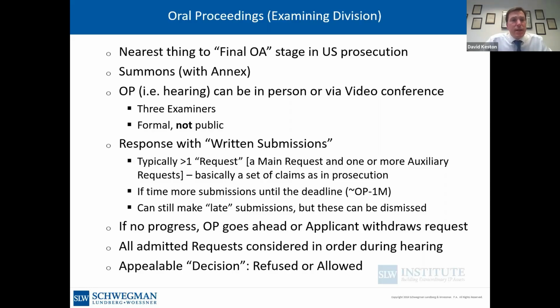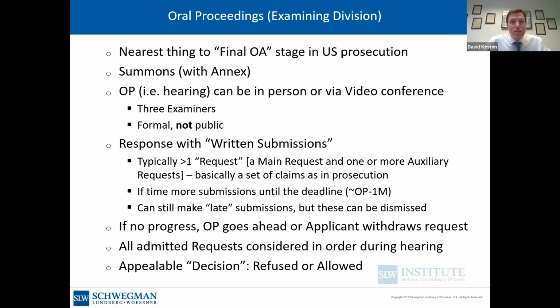and attached to that will be an annex which effectively will repeat, assuming that we're at a standstill, all of the objections that have previously been made and that haven't yet been addressed as far as the examiner is concerned.